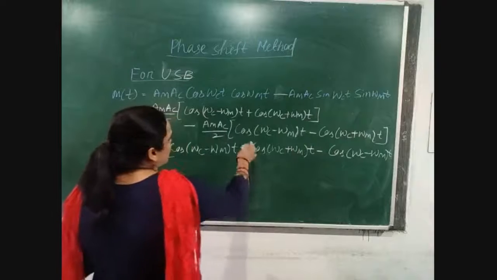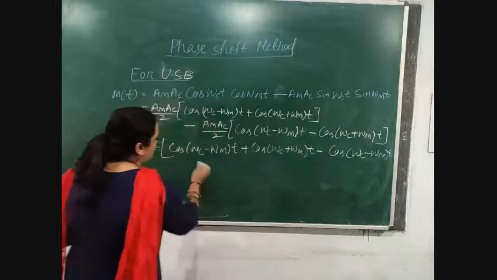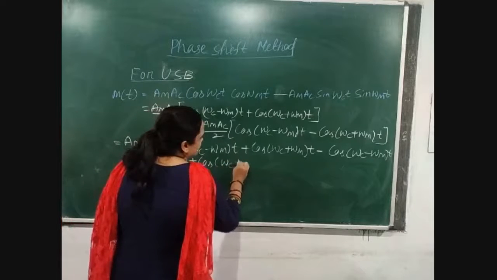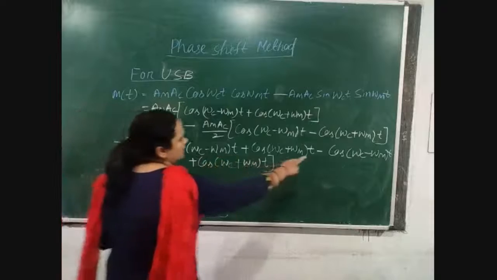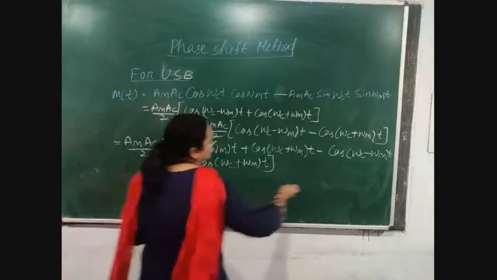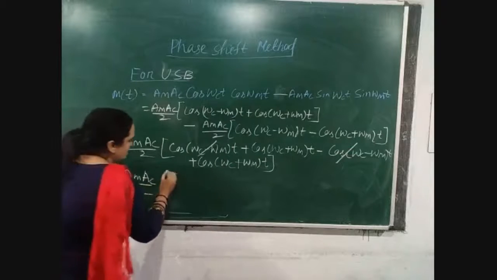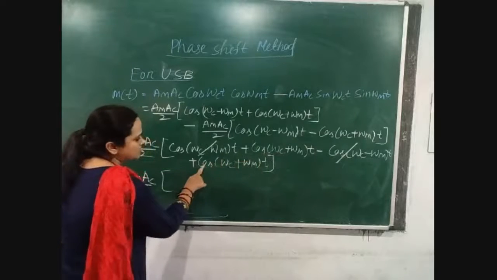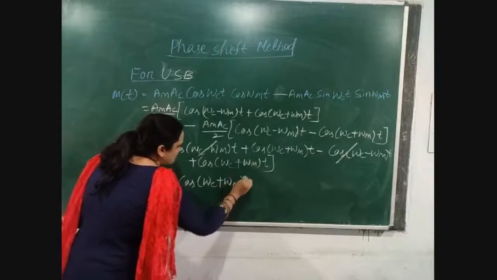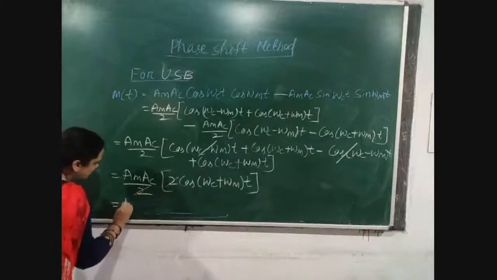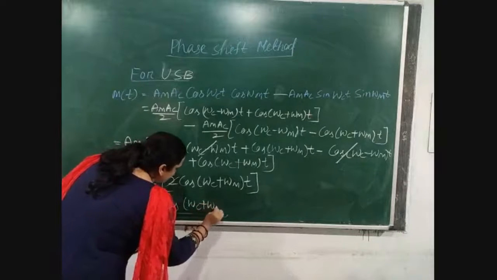Here, as a minus sign is present, when we open up the bracket this minus sign becomes a plus sign, that is plus cos(ωc + ωm)t. So cos(ωc − ωm)t and minus cos(ωc − ωm)t cancel out, and at the output we get Am Ac/2 [cos(ωc + ωm)t + cos(ωc + ωm)t], that is 2 cos(ωc + ωm)t. The 2 cancels out, and at the output of the modulator we get Am Ac cos(ωc + ωm)t.